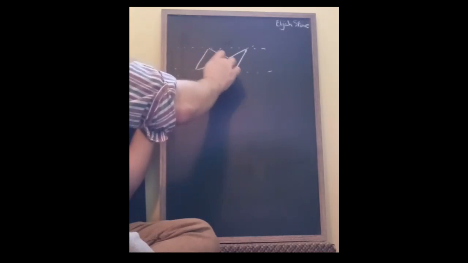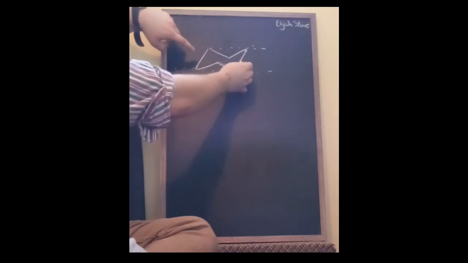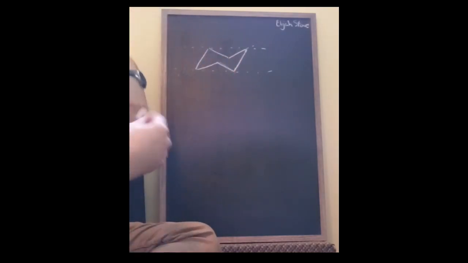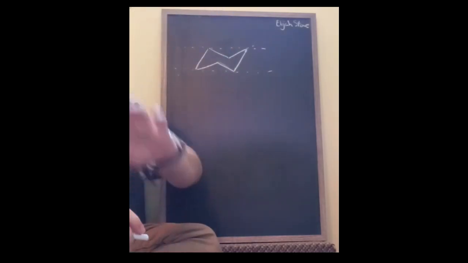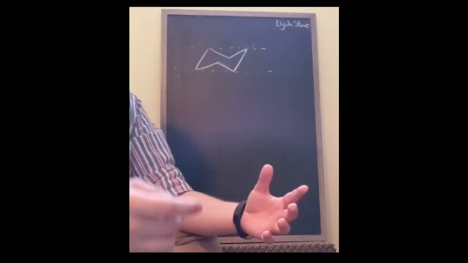Now, we want these two lines to be parallel to each other, these two lines to be parallel to each other, and these two lines to be parallel to each other. If those three sets of lines are all parallel to each other, you've drawn a good chair.